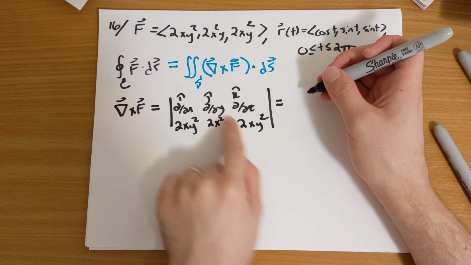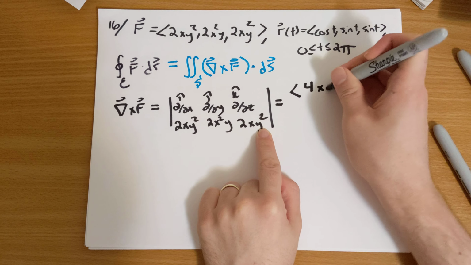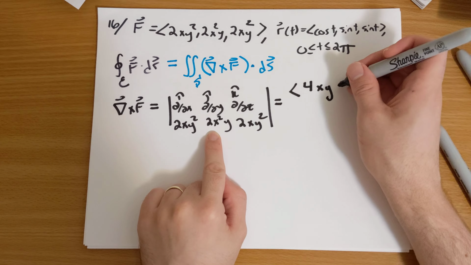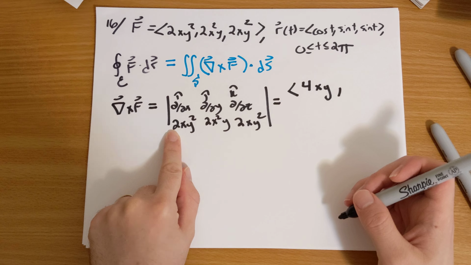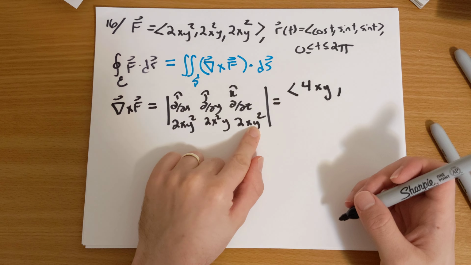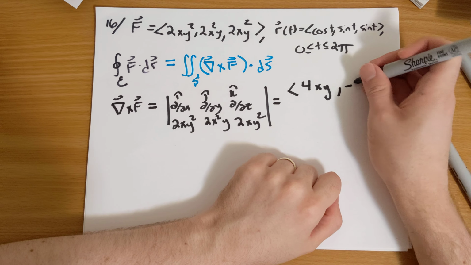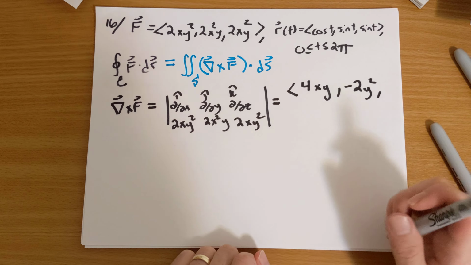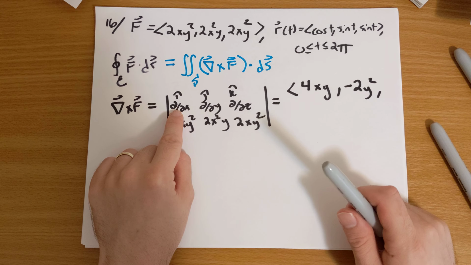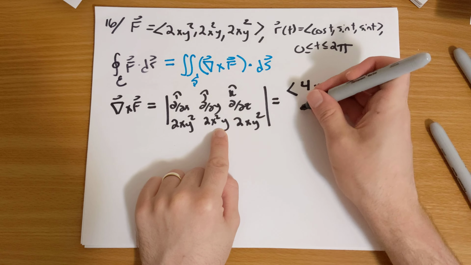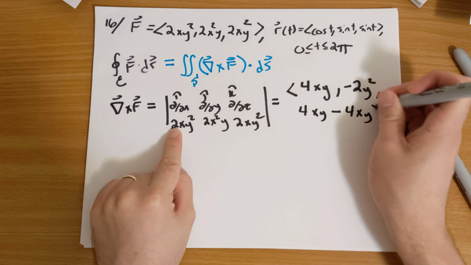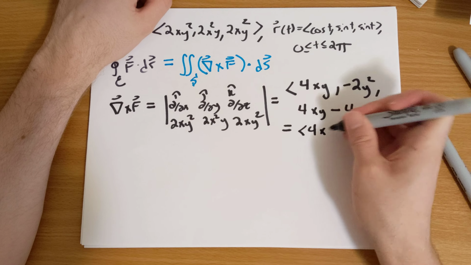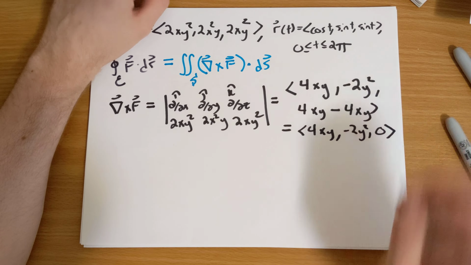So what do we get here? The first entry is the partial derivative with respect to y of this, which is 4xy, minus the partial derivative with respect to z of something that doesn't depend on z, so that will be 0. The second entry is the partial derivative with respect to z of 2xy squared, that's 0, minus the partial derivative with respect to x of 2xy squared, so that will be minus 2y squared. The final entry is the partial derivative with respect to x of 2x squared y, that is 4xy, minus the partial derivative with respect to y of 2xy squared, that's also 4xy. Those cancel out, and we're left with 4xy, negative 2y squared, and 0. Great, we have the curl.